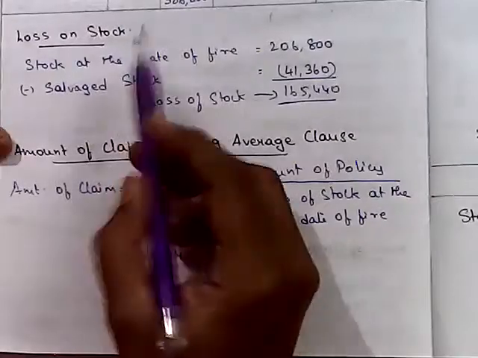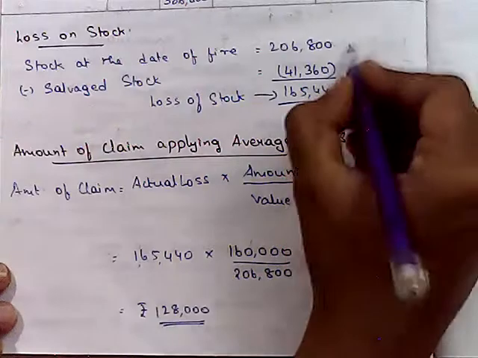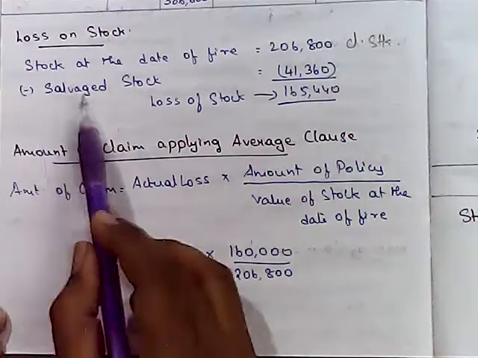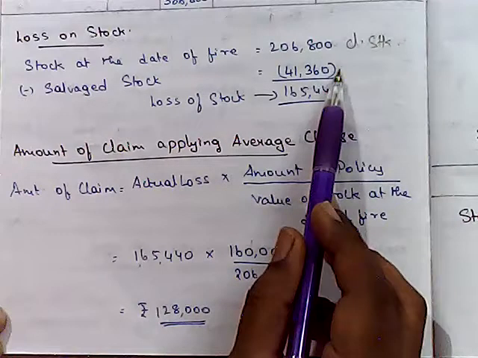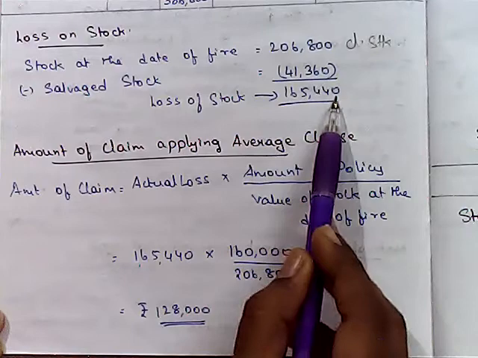Now the next step is we can calculate the loss on stock. So stock at the date of fire is 2,06,800. This is nothing but the closing stock which we found earlier, minus the salvage stock 41,360 given in the question. So we get the loss of stock as 1,65,440.